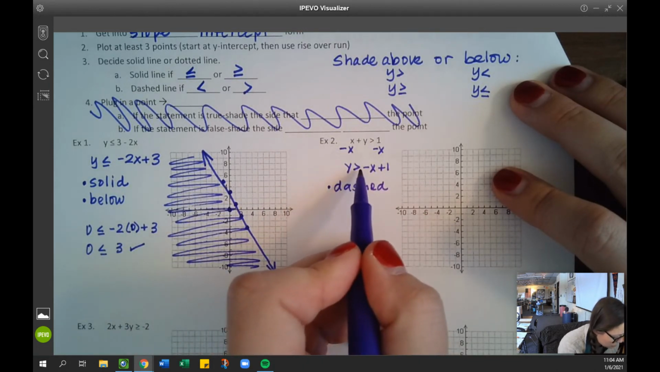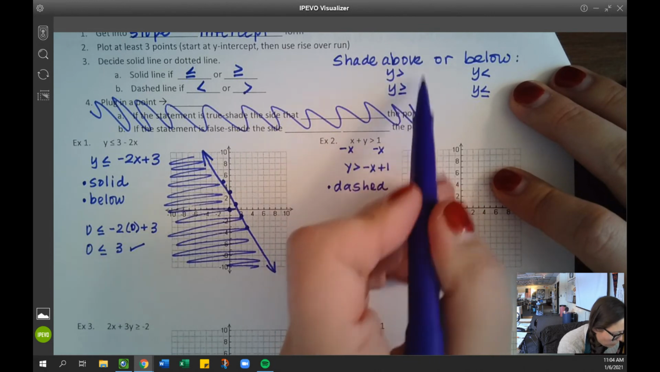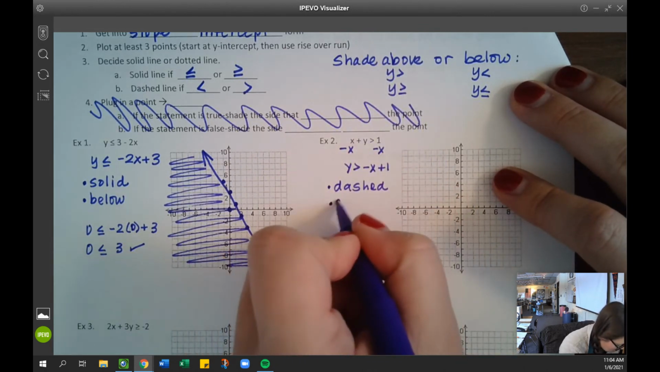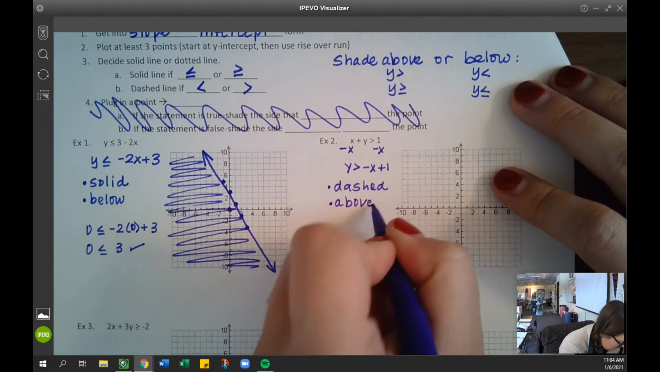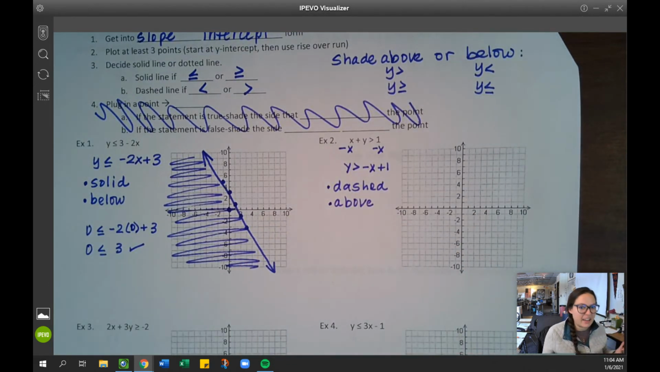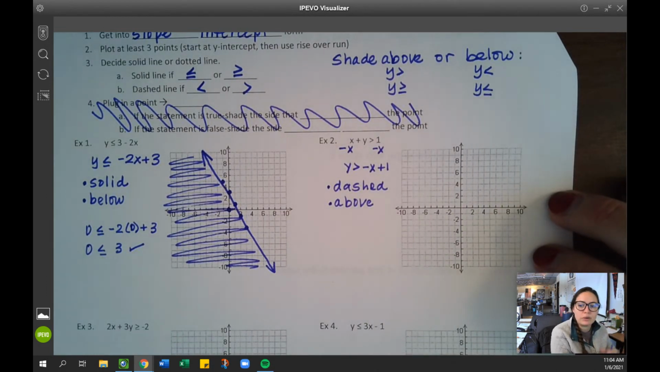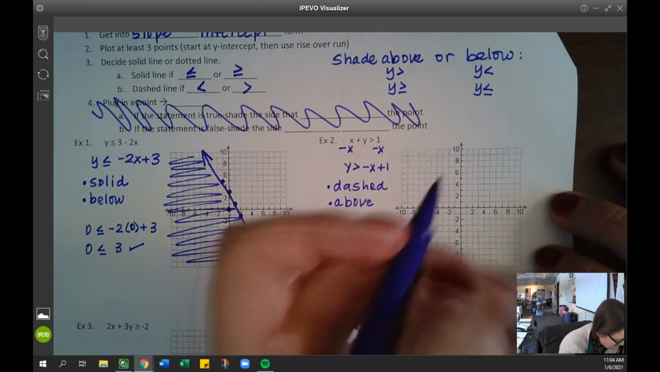And y is greater than. So when y is greater than or equal to, that means we shade above. And these are just those rules that you're going to kind of have to memorize and know: when do I make it solid? When do I make it dashed? When do I shade above? When do I shade it below?